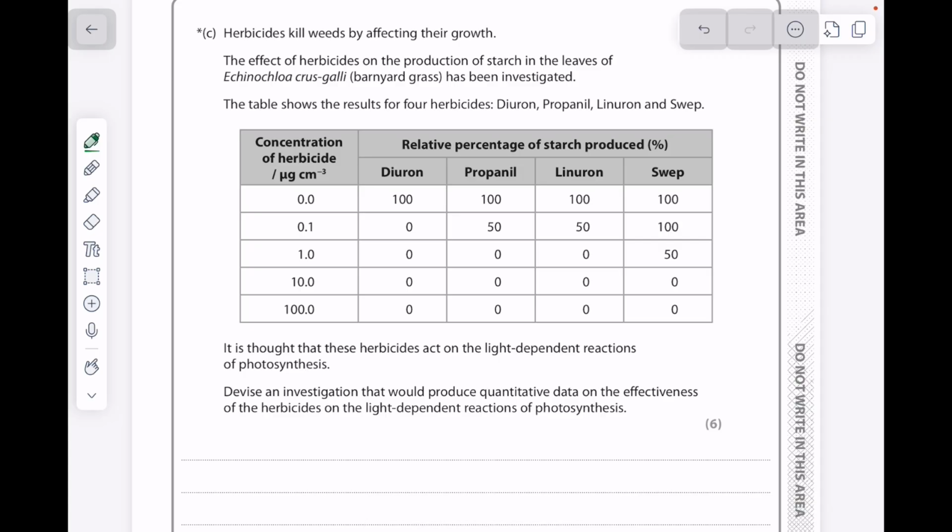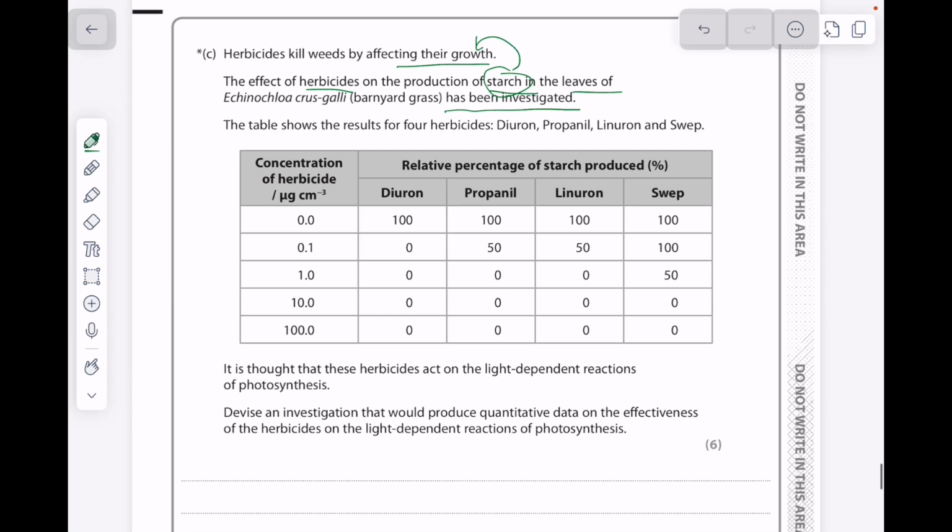Barnyard grass, should have just gone with that, has been investigated. The table shows the results of the effect of herbicides on the production of starch in the leaves. Okay, right, by affecting their growth. So presumably starch is needed for the growth. Okay, so if you affect the starch, then you can affect the growth, because starch can be used as an energy store.